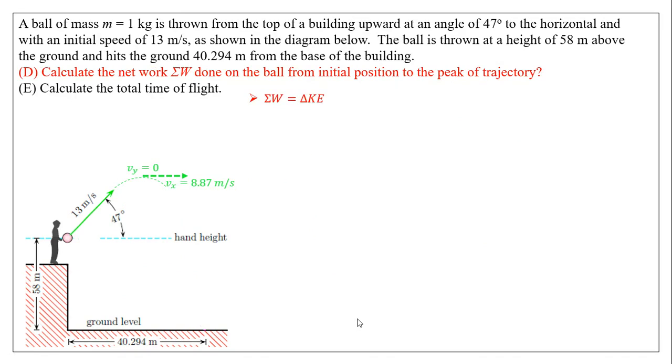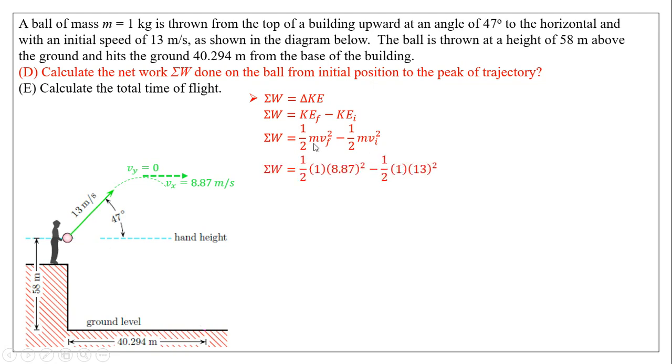Part D asks you to find the net work done on the ball from the initial position to the peak of the trajectory. So here, net work is equal to delta KE. I'm going to break delta K once again into KEf minus KEi. And then here, I'm just going to expand it to 1/2 m Vf squared minus 1/2 m Vi squared. Here, mass being 1, but you notice here it says to the peak, right? To the peak. So here's the ball, it got shot or thrown, whatever, and here's the peak. At the peak, my final velocity is only Vx, which is 8.87. And that's why Vf here is 8.87, because Vf now references the peak of the trajectory.